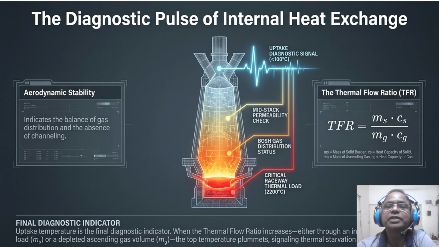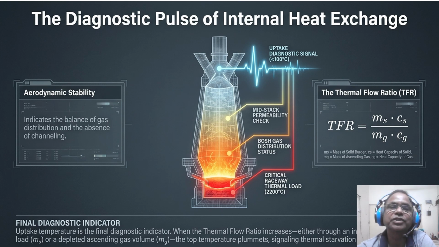The optic temperature is our ECG. So look at the TFR formula on the right. When solid burden mass Ms increases, our gas volume Mg plummets. The TFR spikes. So these pulse hitting the danger zone signal thermal starvation. If we don't act, aerodynamic stability vanishes, leading to catastrophic channeling.